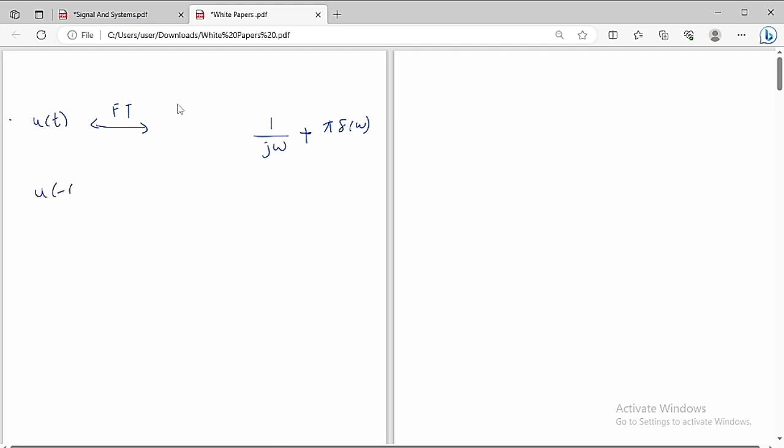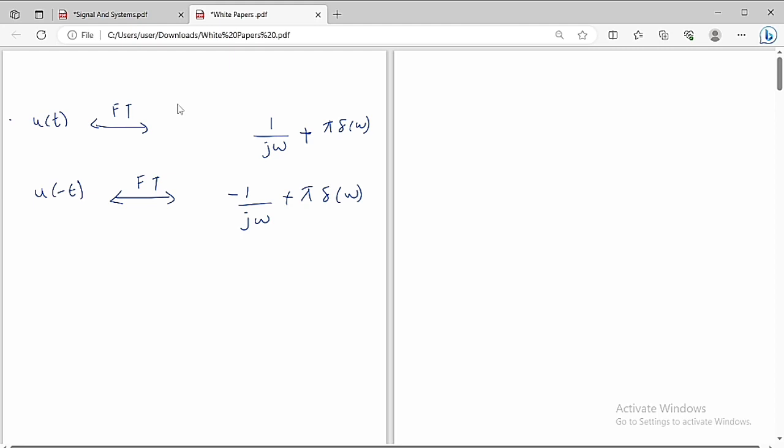So for u of minus t, we replace omega by minus omega. Then what are you going to get? Minus 1 by j omega, and delta of minus omega is equal to delta of omega only. So plus pi into delta of omega. Like this you are going to get.